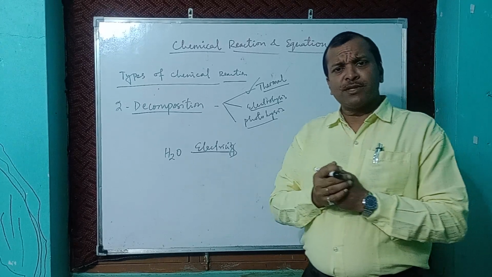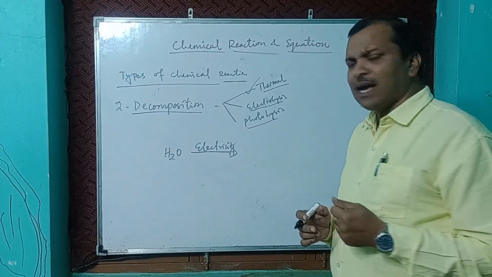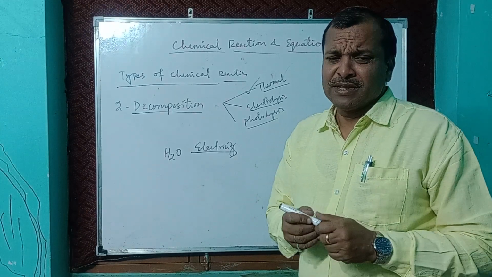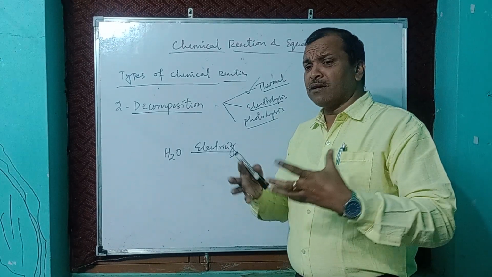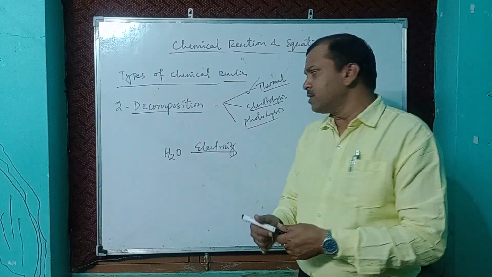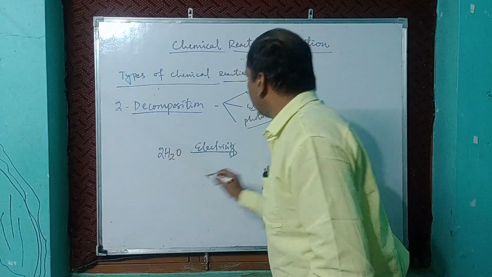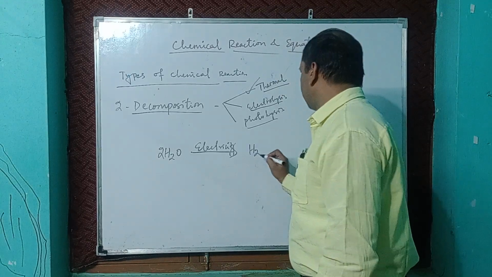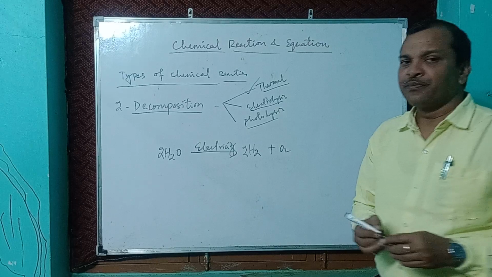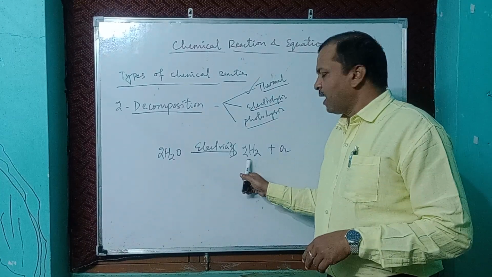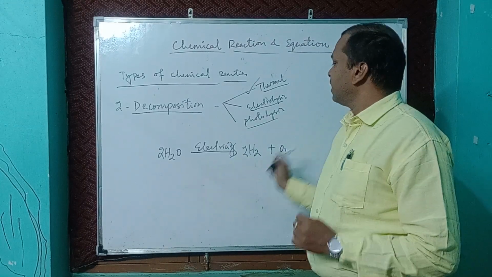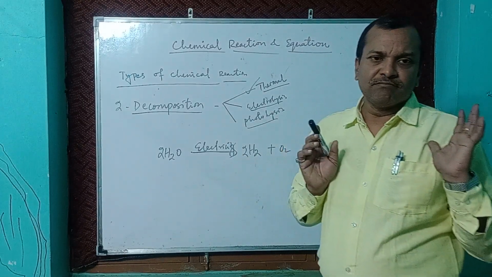H2O will be decomposed into hydrogen and oxygen. As we know from our childhood, our science teacher says that H2O is a combination of hydrogen and oxygen. But when we decompose H2O, we get 2H2 plus O2. So here we are getting hydrogen and oxygen. Here electricity is required, that's why it is called electrolysis decomposition.